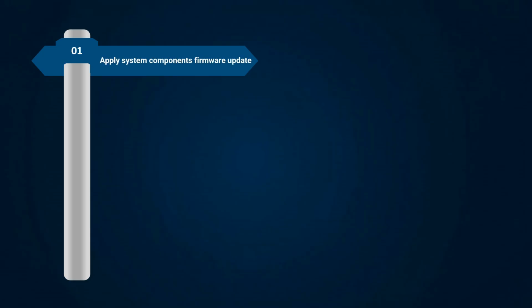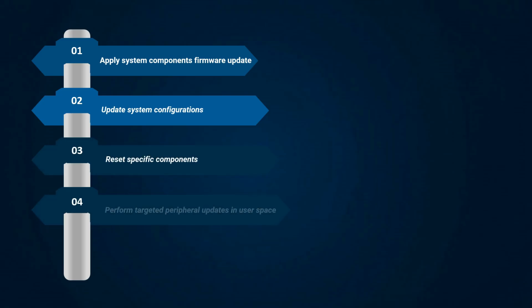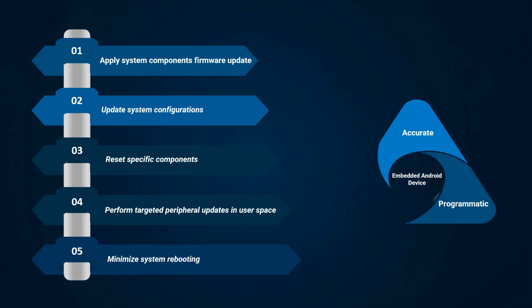Device control update is ideal for specific lightweight maintenance tasks, such as applying system component firmware updates, updating system configurations, resetting specific components, performing targeted peripheral updates in user space, and minimizing system rebooting. With device control updates, embedded Android devices remain accurate, programmatic, and fully operational, while engineers can perform targeted updates remotely and efficiently.